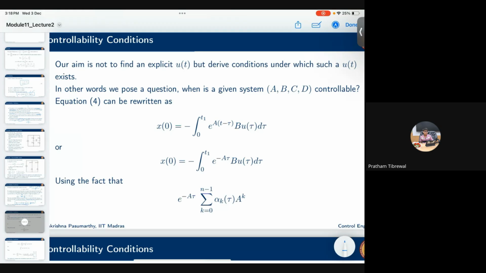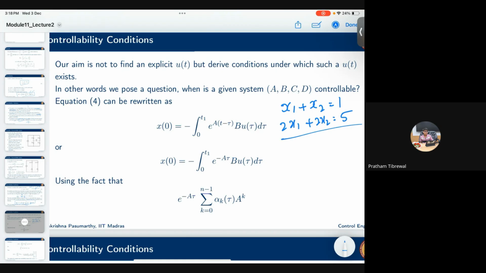A system of equations which is not solvable. So if I say x1, we all know simultaneous equations, right? Yes, sir. Okay.